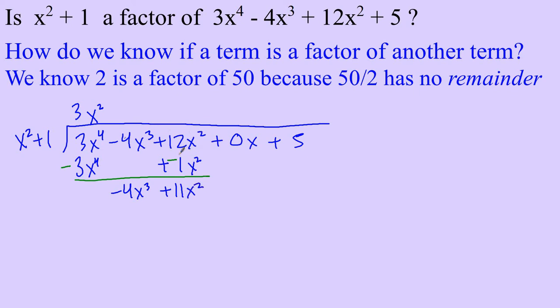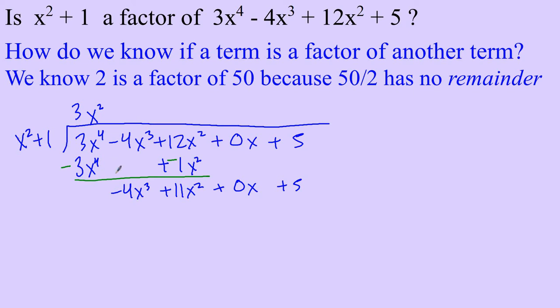Notice I set it up this way so I don't accidentally combine the wrong ones. I see a lot of kids put this underneath the x cubed and subtract the wrong things. Okay, so just be careful there. So here we have, well, plus 5. Okay, if you want to write the 0x, that's fine.